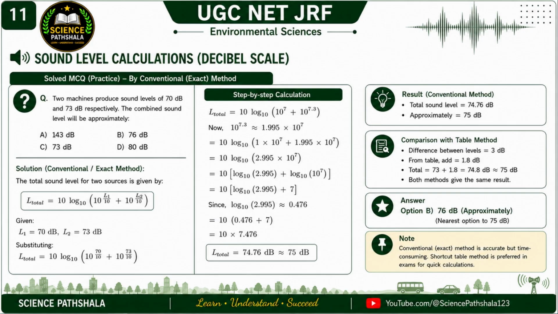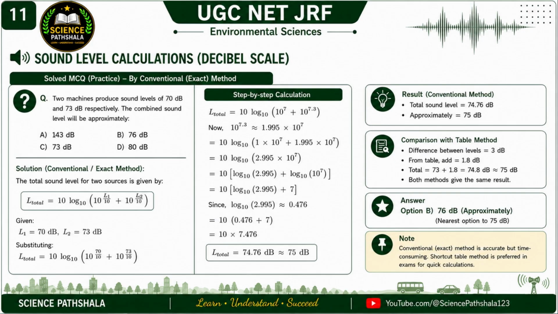So from the conventional method we have the formula L total is equal to 10 log of 10 raised to power L1 upon 10 plus 10 raised to power L2 upon 10. On substituting the values, we will get L total as 74.76, that is approximately 75 dB. As you can see, it is a very simple calculation. So the takeaway here is the total sound level is approximately 75 dB.